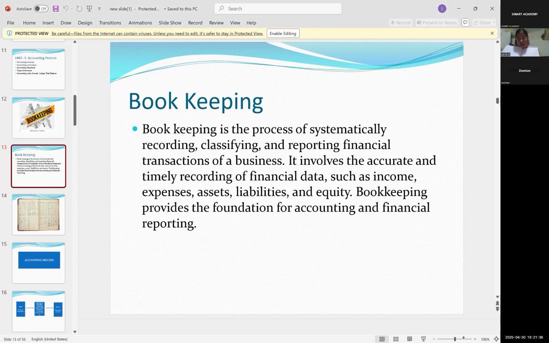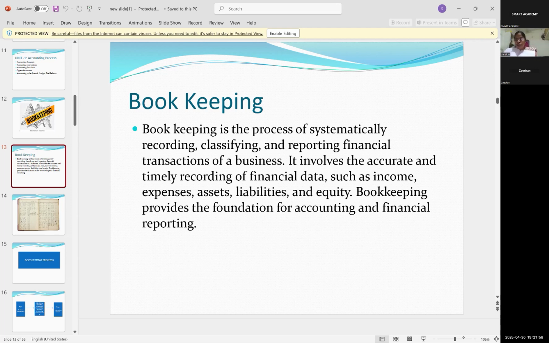What do we mean by financial transaction? When you are running a business or a company, and money is involved, then all the items which are related to money should be recorded in this book completely. It involves accurate, timely recording of financial data. Immediately when it happens, you have to record.